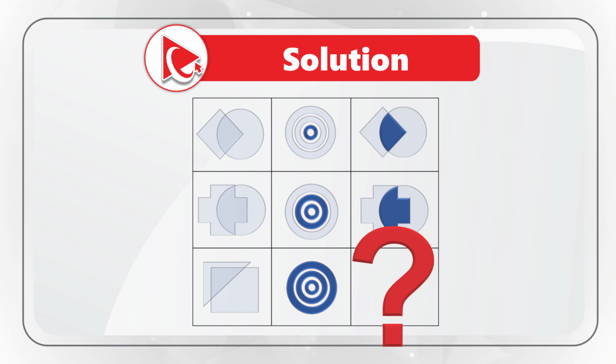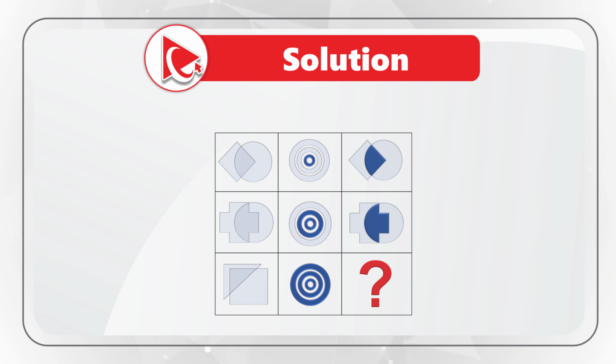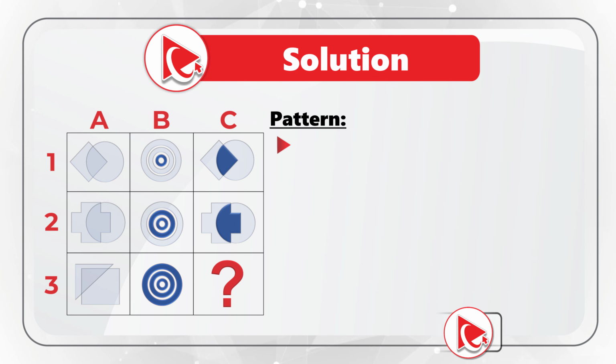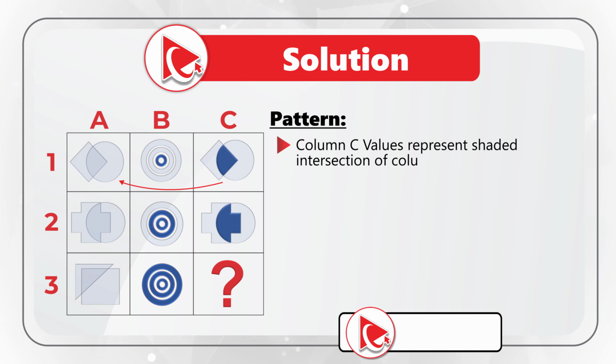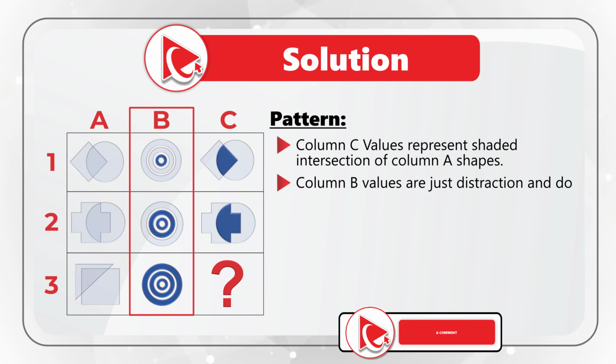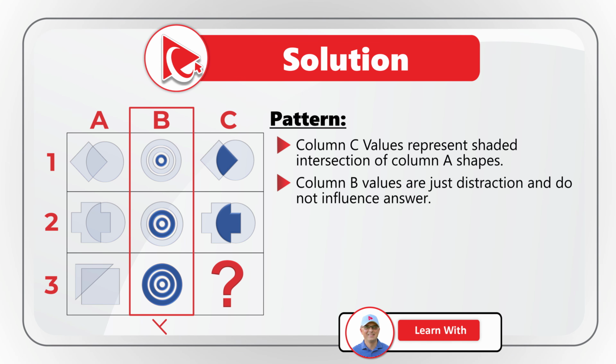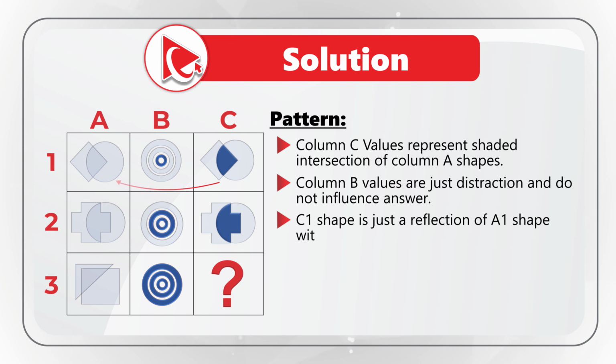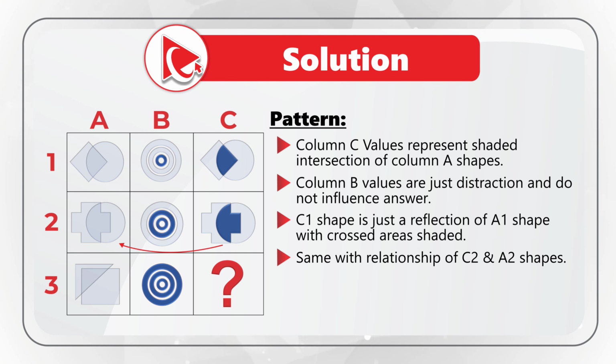Let me first add some references to the matrix. We will name columns A, B, and C, and we will name rows 1, 2, and 3. And you probably noticed here, but column C values represent shaded intersections of column A shapes. And considering this, column B values are just a distraction and do not influence the answer in any way. For example, the C1 shape is just a reflection of the A1 shape with the crossed shaded areas. Same with the relationship between the C2 and A2 shapes.